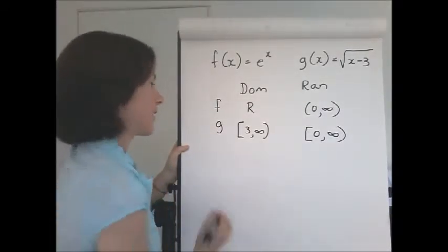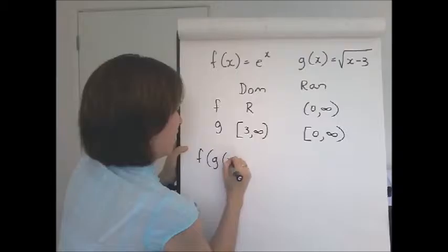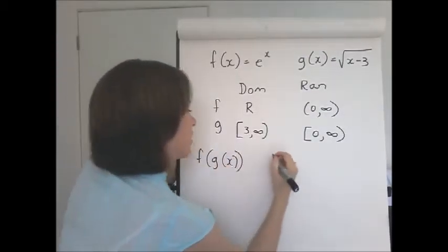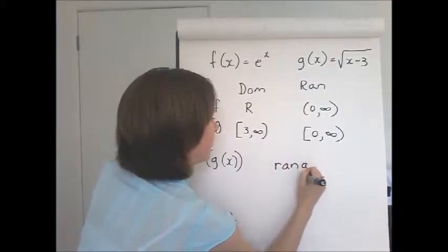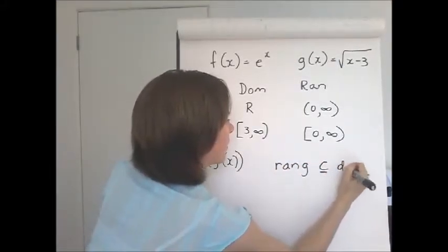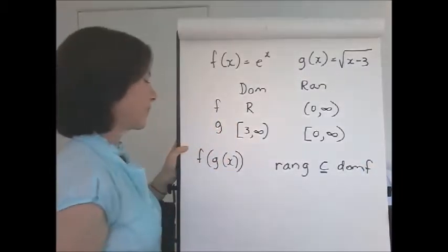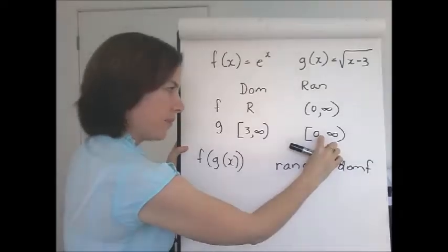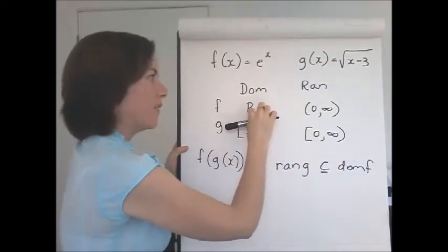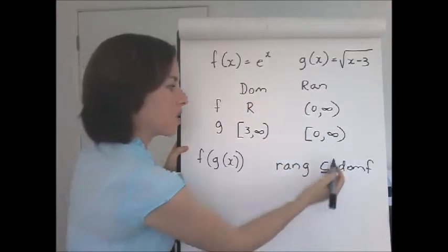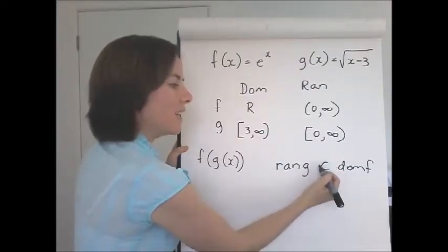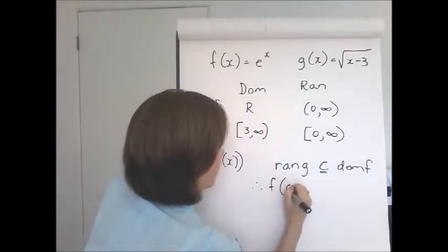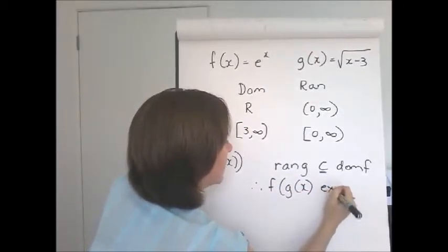Now we were firstly asked, does f of g of x exist? If it does, the range of g is a subset of the domain of f. Now, is this true or false? The range of g is a subset of the domain of f. That's true. So I'll leave that symbol as it is. It is a subset of the domain of f. Therefore, f of g of x exists.